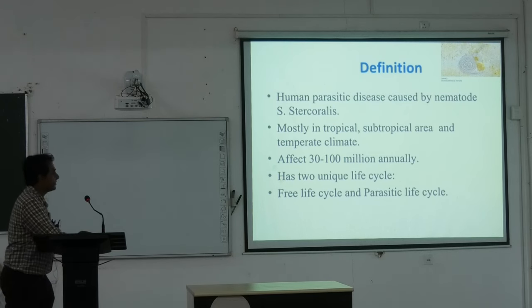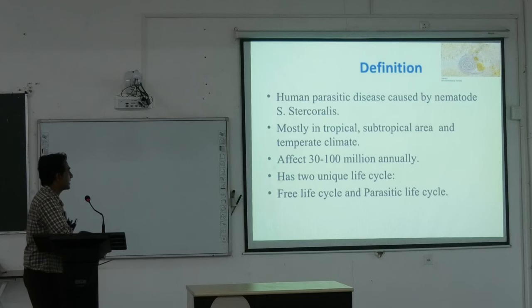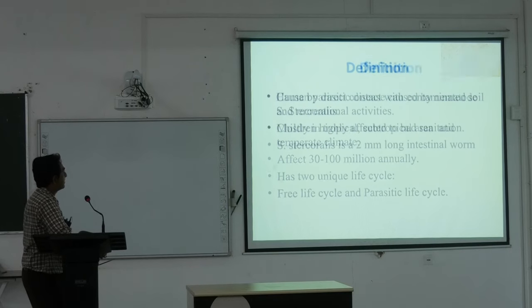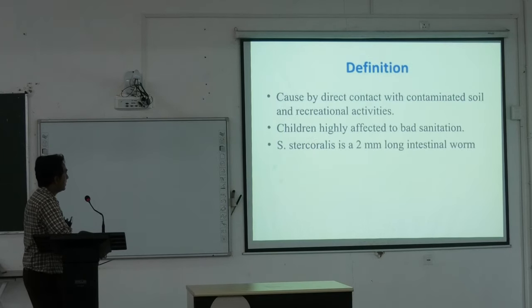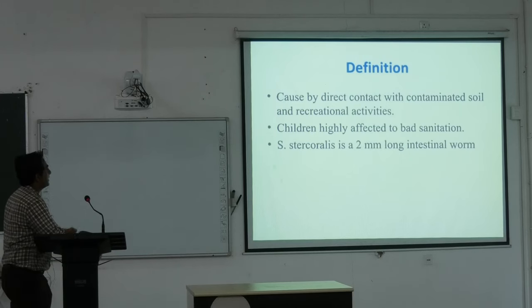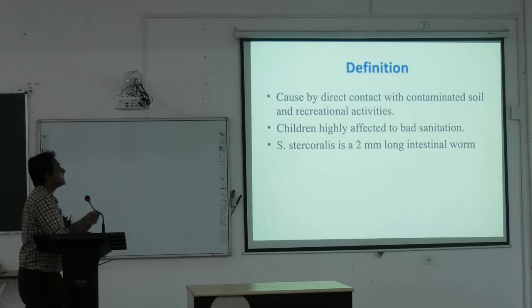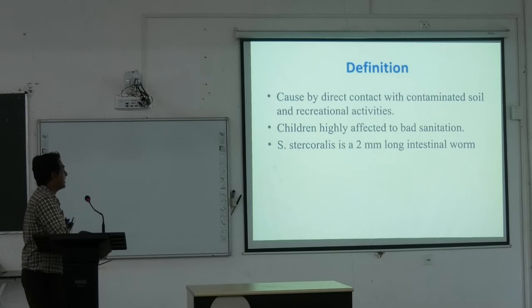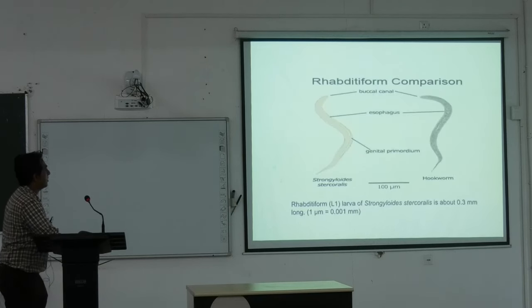Here there are two unique life cycles: one is the free life cycle and one is the parasitic life cycle. This is caused by direct contact with contaminated soil. Children are highly affected due to bad sanitation. Strongyloides stercoralis is a 2 mm long intestinal worm. Look at this picture: rhabditiform larva of Strongyloides stercoralis.